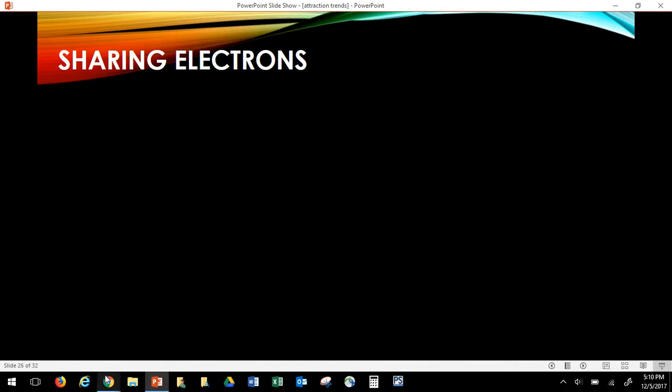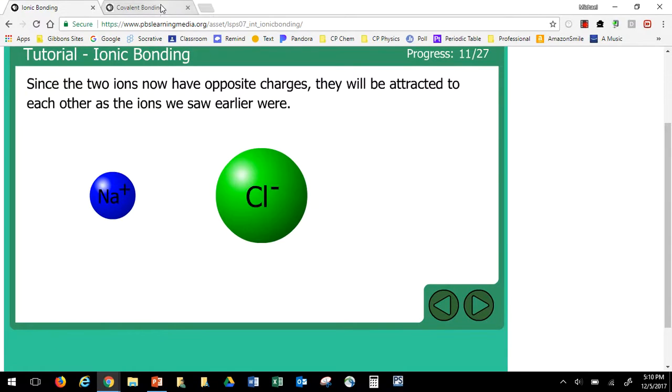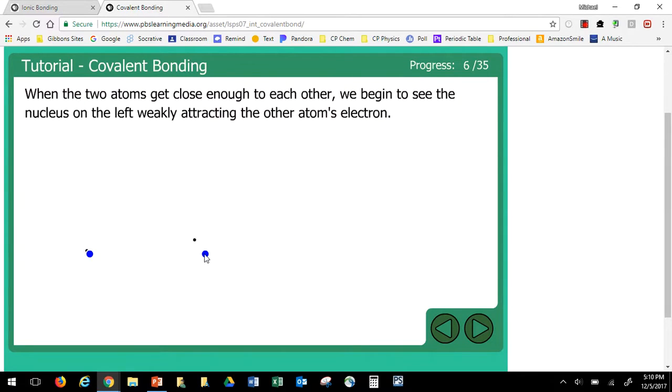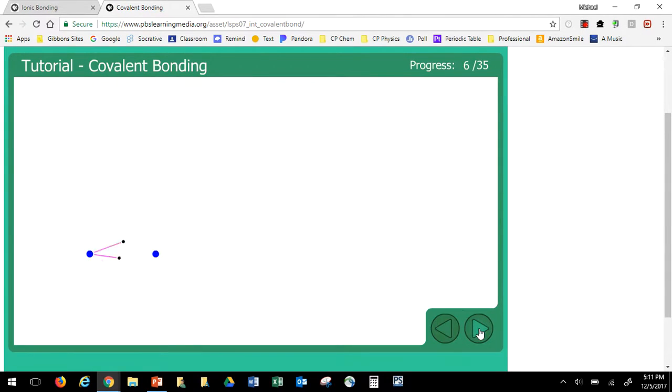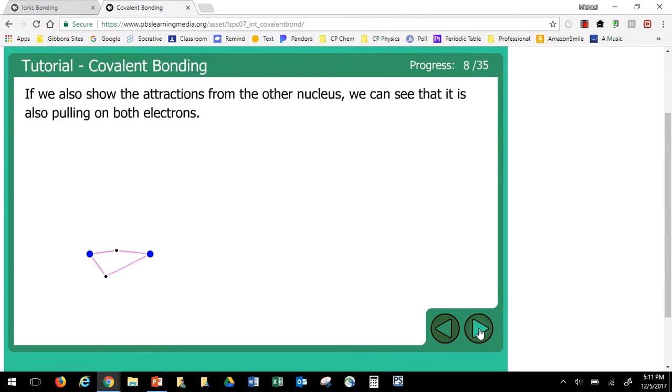So to show you what a shared electron looks like, that's all covalent bonding. So here's a hydrogen atom. It's one proton and one electron. Here's another hydrogen atom. They have an equal desire for electrons, and when they come together, they basically share each other's electrons, and that makes the bond. That's a covalent bond between hydrogens.